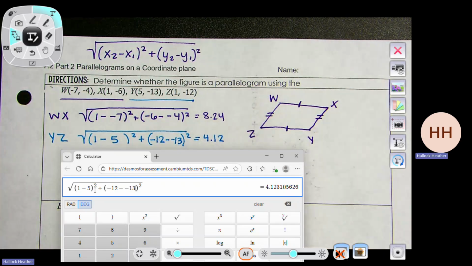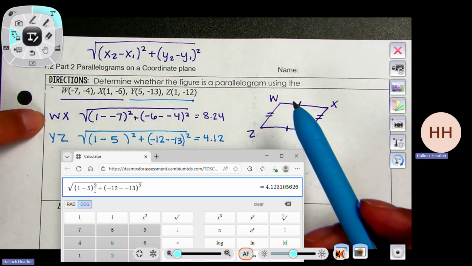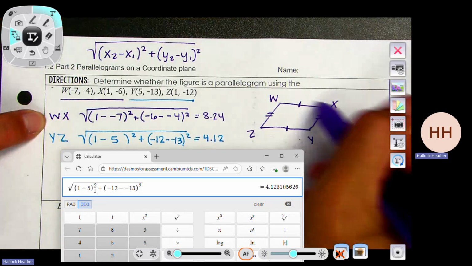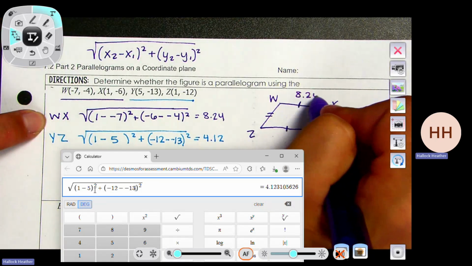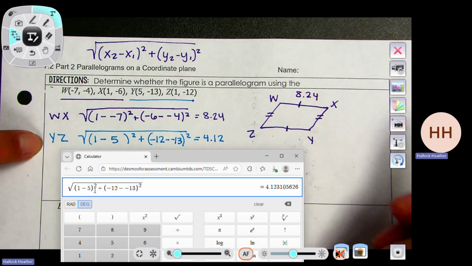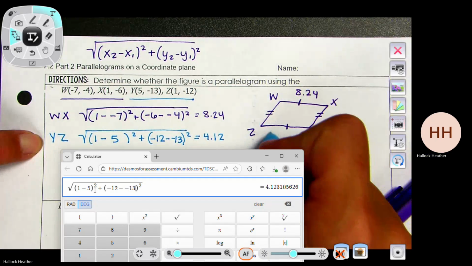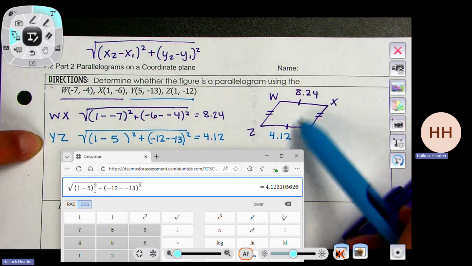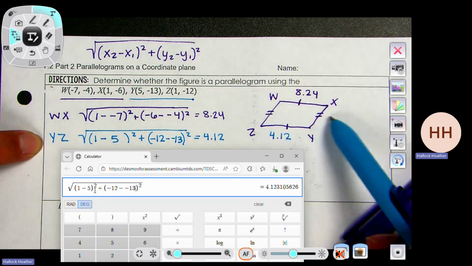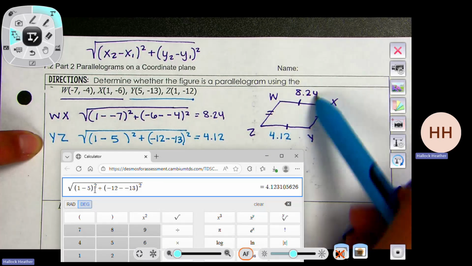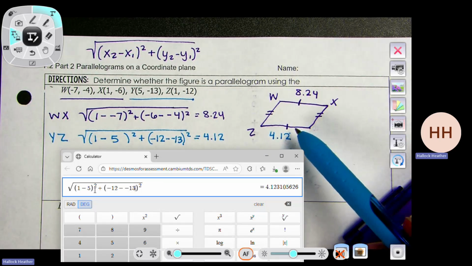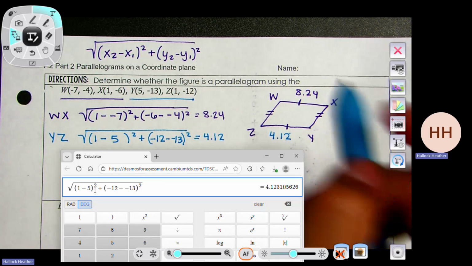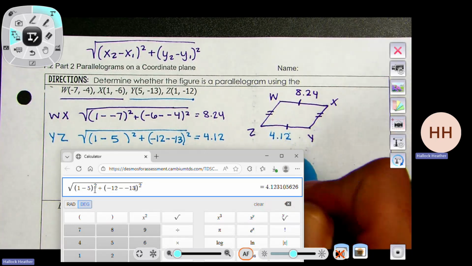If you think about this, we just did WX. WX is this side, which is the top, which is 8.24. If we do YZ, which is the bottom, it's supposed to be the same. So that means automatically we can stop, because it's not a parallelogram. If these matched, then I would have to check these two sides to make sure they match. But because these don't match, you can stop. If you have common sense, you can stop because they should match. These don't match, so you say, no, not a parallelogram.